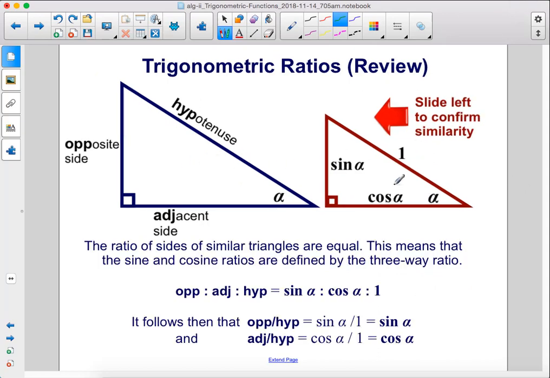The ratio of sides of similar triangles are equal. This means that the sine and cosine ratios are defined by the three-way ratio here. Opposite to adjacent to hypotenuse equals sine alpha to cosine alpha to 1. It follows then that opposite over hypotenuse is sine alpha, because sine alpha over 1 equals sine alpha, and adjacent, this side, over hypotenuse is the cosine.